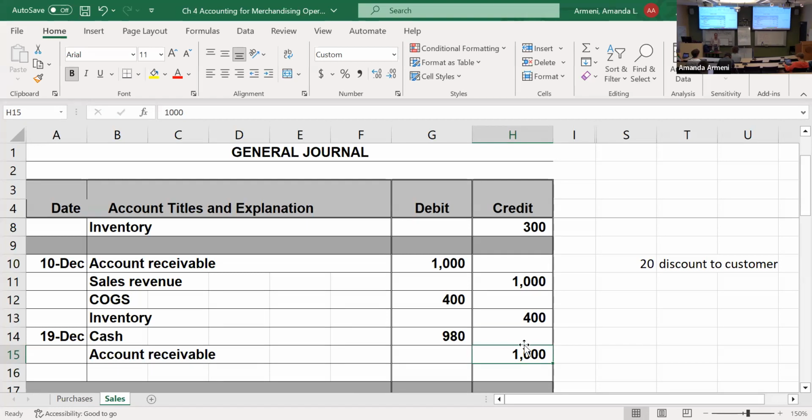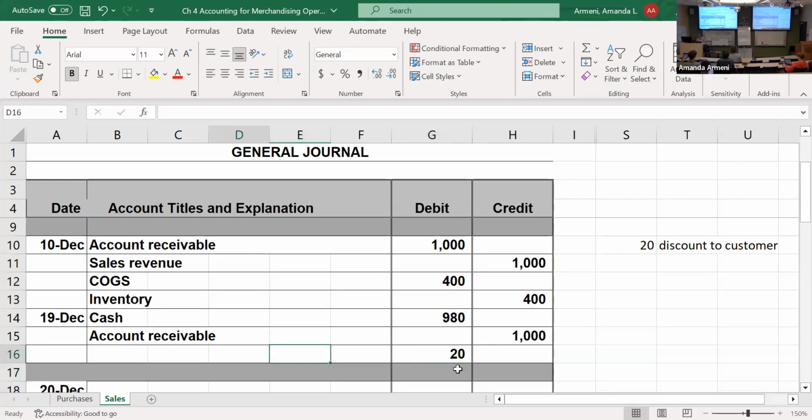But I'm starting to get a little sick because my journal entry doesn't balance. I don't know what to do. What do I do? What do I need to make my journal entry balance? Where's the $20 going to go? On the debit side or the credit side? On the debit side. The new account name that we are going to introduce is going to be called sales discount. That's fine. Sales discount, Kayla. Yes.